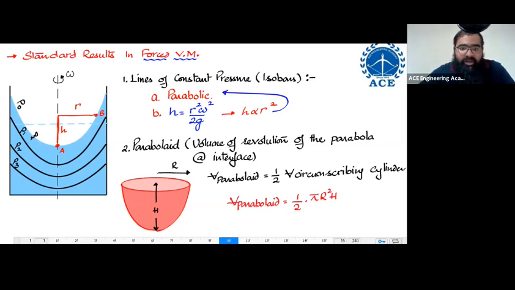What is the volume of that cup? The volume of that cup is going to be equal to half the volume of the circumscribing cylinder, that is half pi r square h. These are the standard results. With this, we complete the concept of vortex motion.